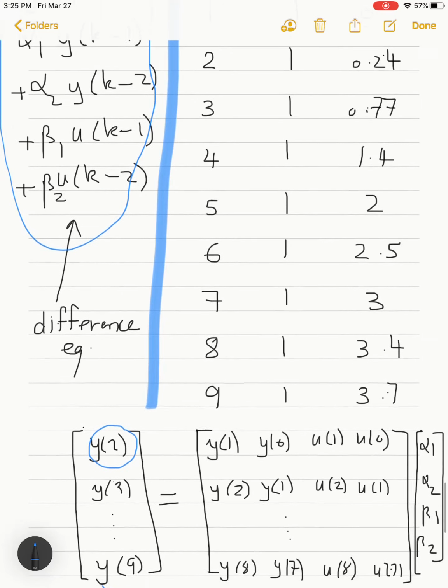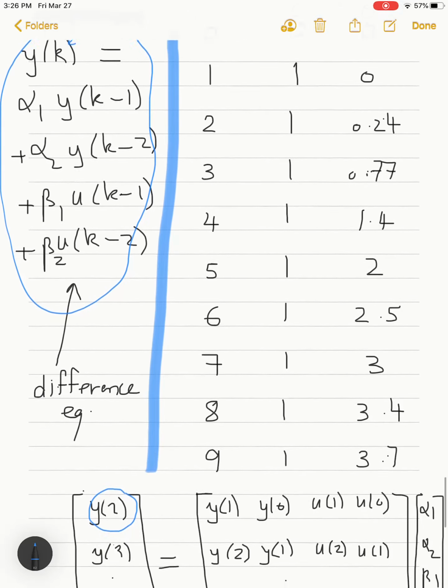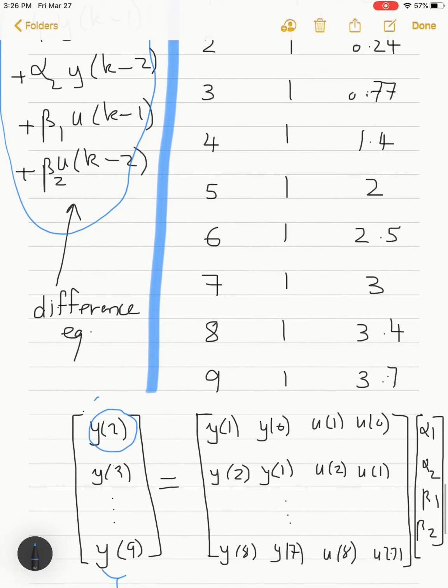Why did I start from y2? Because I noticed that if I use k equal to 2, I will need y of 1, y of 0, and so on, which are available in the table. But if I use, say, y of 0, then I would need y of minus 1, y of minus 2, which are not in the table. So the choice of the starting index to be 2 is just to make sure that I have enough data to fill the matrix phi.